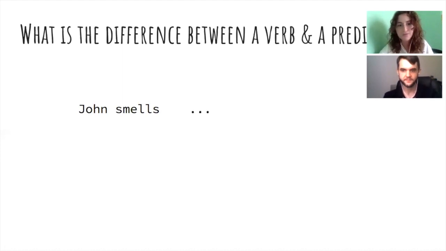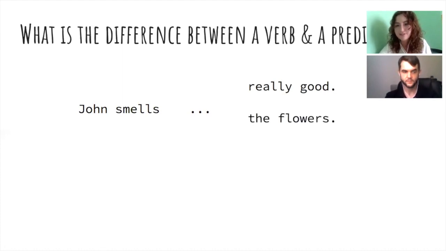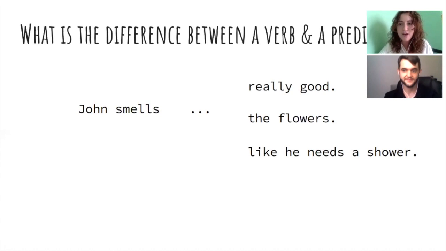For example, John smells really good. John smells the flowers. John smells like he needs a shower. Okay, so sometimes a verb is not really enough to put across the meaning required in a sentence, and we need to add a little bit more. And that's why we say predicate rather than verb.